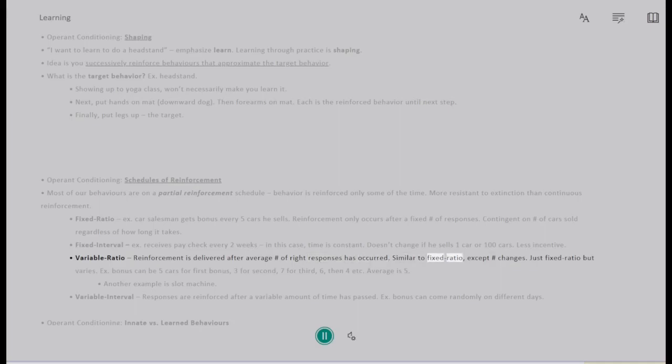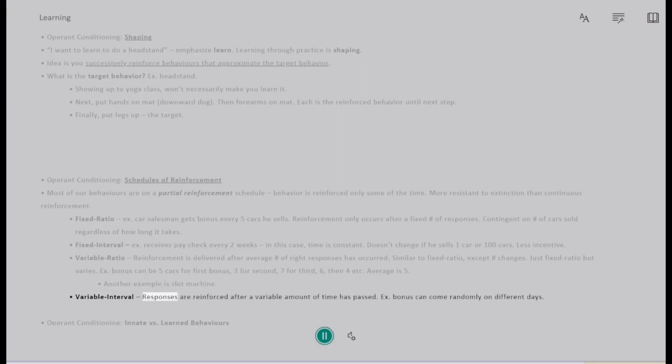Variable ratio: reinforcement is delivered after an average number of right responses has occurred. It's similar to fixed ratio, except the number changes. It's just fixed ratio but it varies. The bonus can be at 5 cars for the first bonus, 3 for the second, 7 for the third, 6, then 4, etc. The average is 5. Another example is a slot machine.